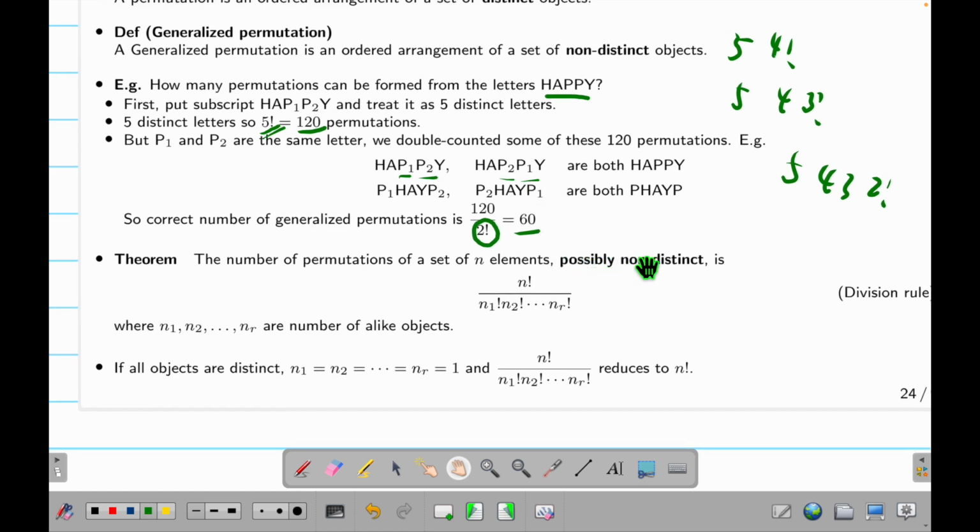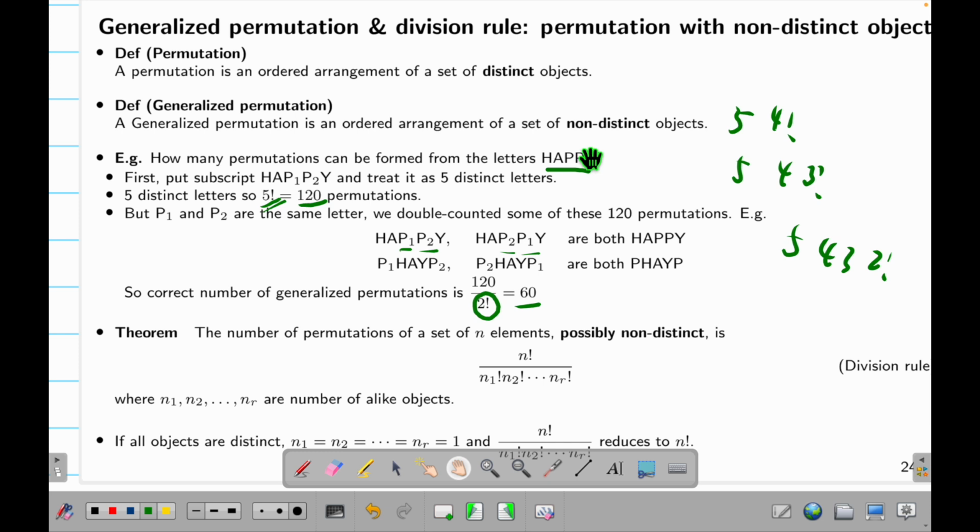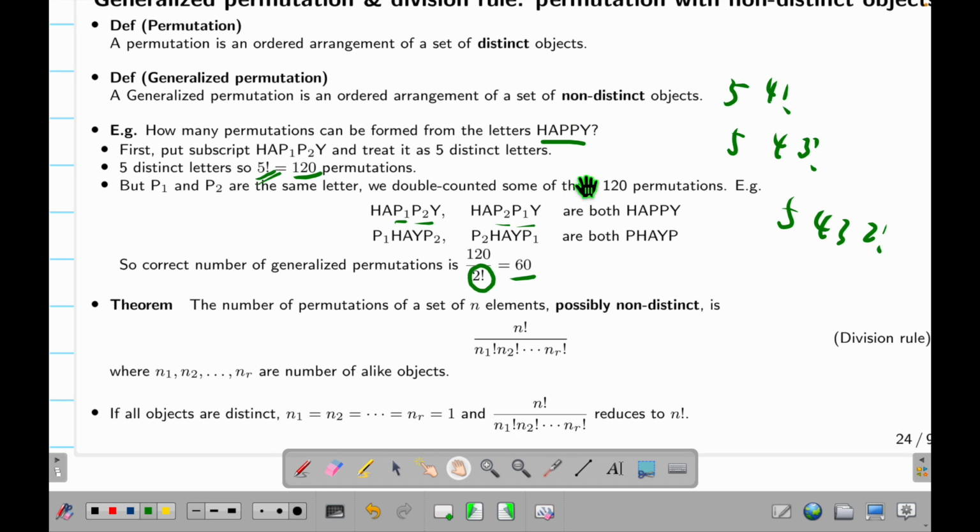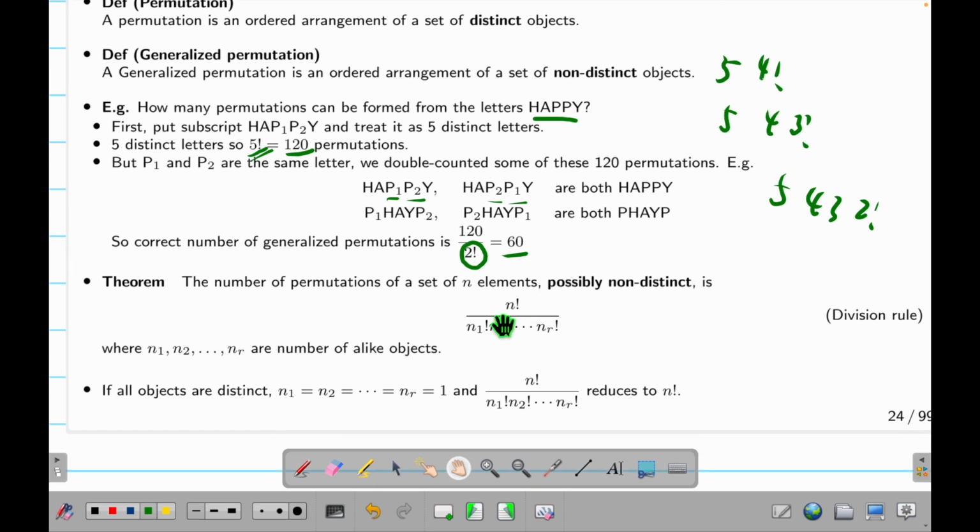So the idea is, if I have permutation with possibly non-distinct objects, that means I have something like this. They repeat. What's the number of permutations? Now it's not n factorial. It's n factorial divided by how many things each of the things that repeat. So in this case, H does not repeat, A does not repeat, P repeats, Y does not repeat. So P repeats, right? So we put a 2 here.